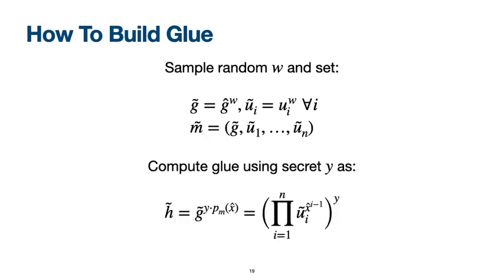And finally, the glue element is computed using a secret random value Y, which is contained in the secret key. So we have H tilde is the product of the UI tildes, which again have the randomness W embedded, raised to the polynomial evaluated at x hat, and with this value Y. Note that a fresh W is sampled for each message for pseudo-randomness, whereas the same Y value is used for all messages. And finally, you output the message M tilde and the signature H tilde sigma.